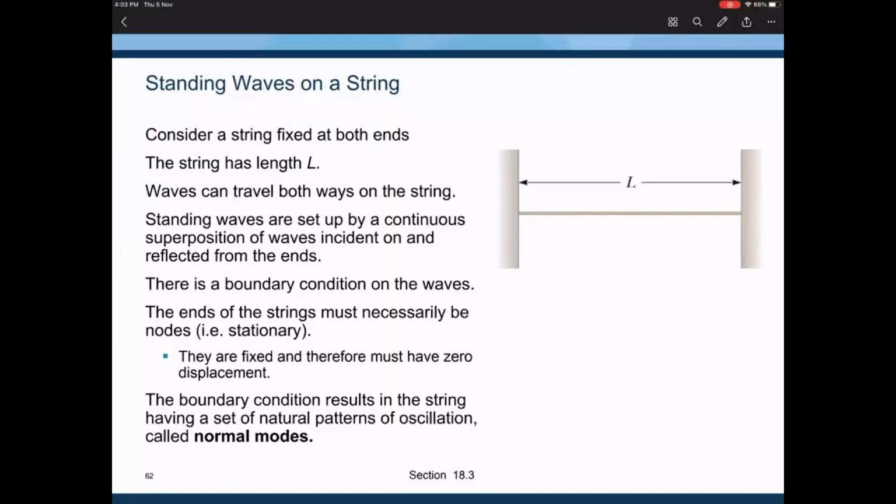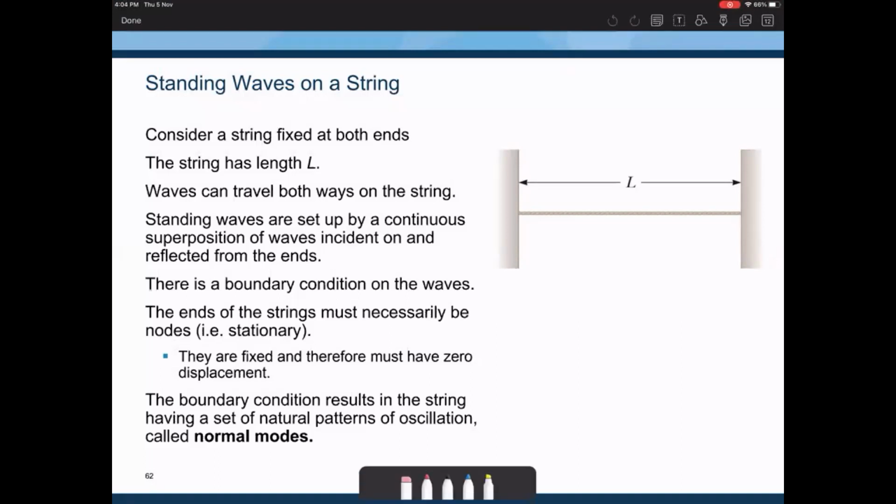Now, here you have a string that is fixed at both ends. Remember, at the positions of the nodes, you have minimal or zero displacement, and at the positions of the anti-nodes, you have the maximum displacement. Now, if you have a string that is fixed at both ends, you are forced to have a standing wave pattern where there could not be any displacement at the two ends. This already places a lot of constraint on the acceptable frequencies of the standing wave.